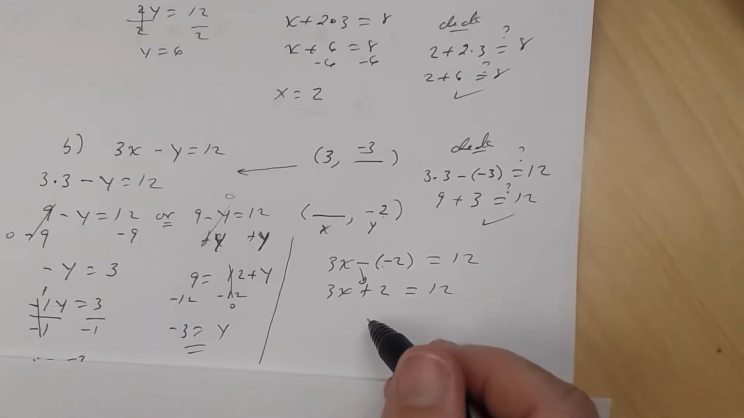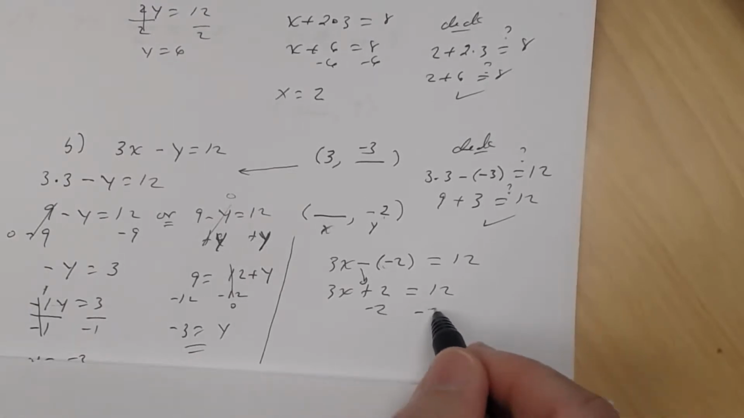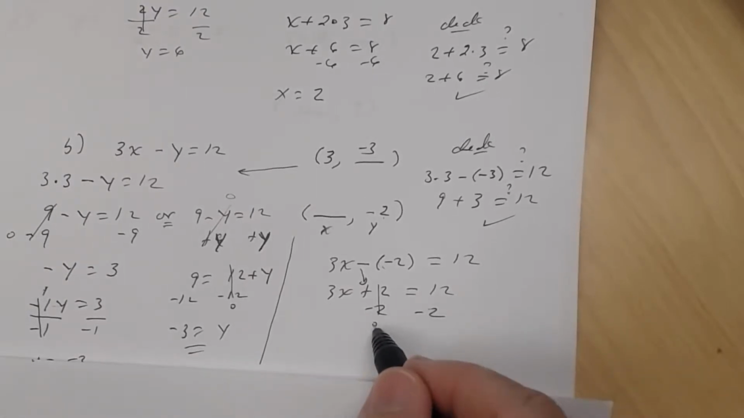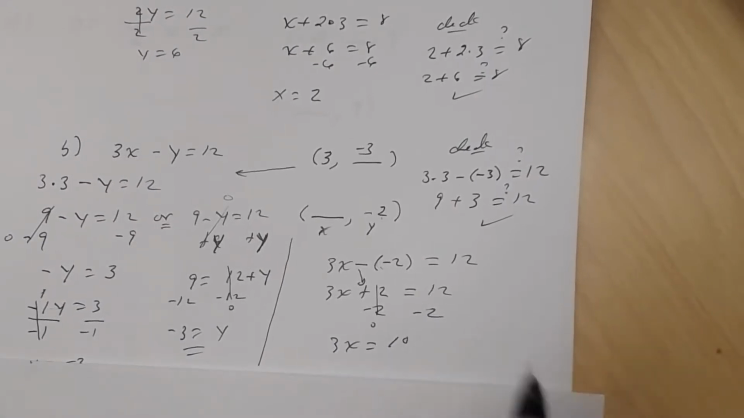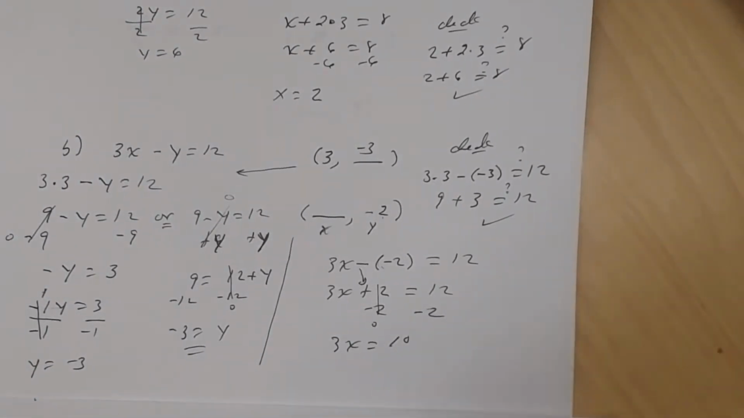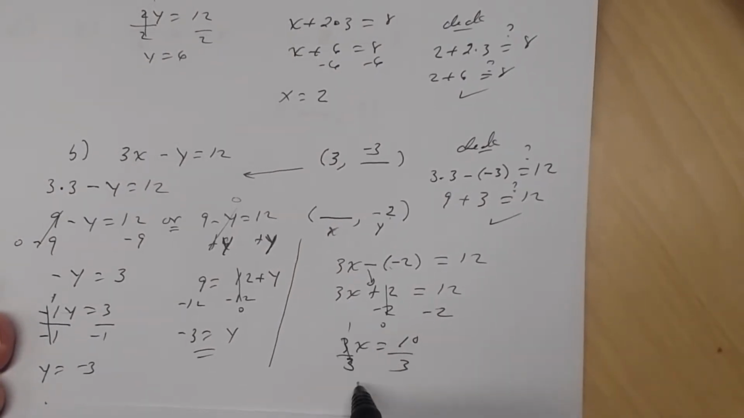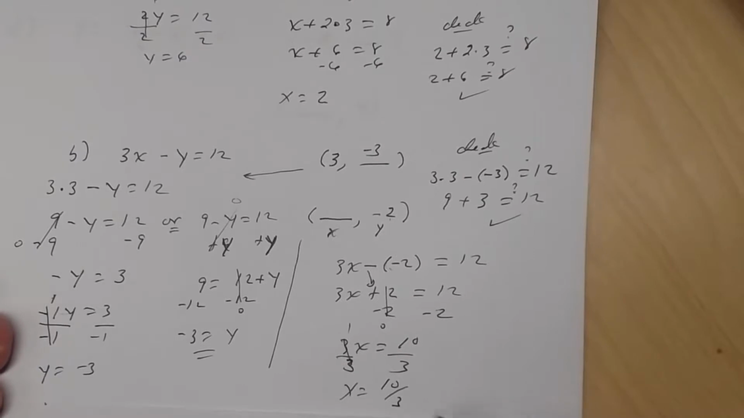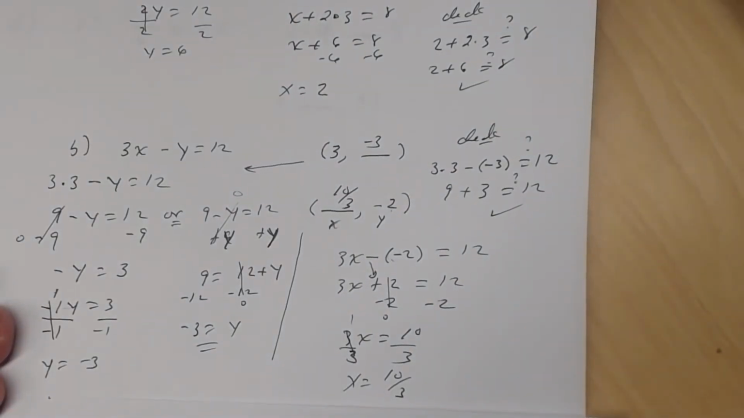And now it becomes an easy equation to solve. So you subtract 2 from both sides. 2 subtract 2 is 0, so I get 3x equal 10. And then to get the variable x by itself, I divide both sides by 3. And so my solution is 10/3. That's your solution, 10/3. So that's x. Okay?